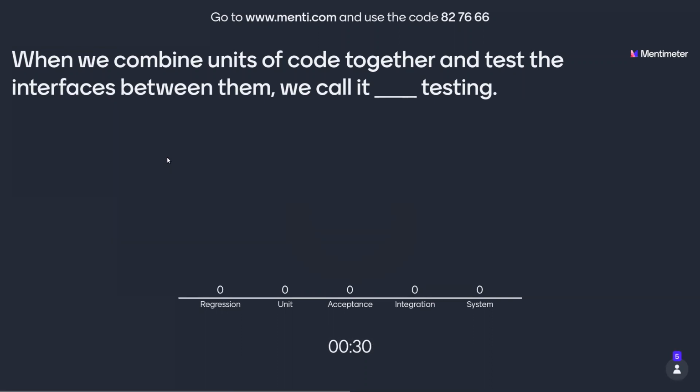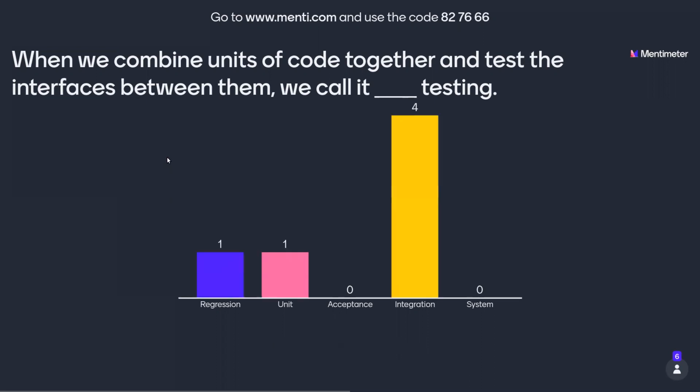When we combine units of code together and test the interfaces between them. This one isn't too bad, because again, in the question itself, they use a related term, definitely. Let's see what people say. Okay, 4 out of 6, not bad, not bad.